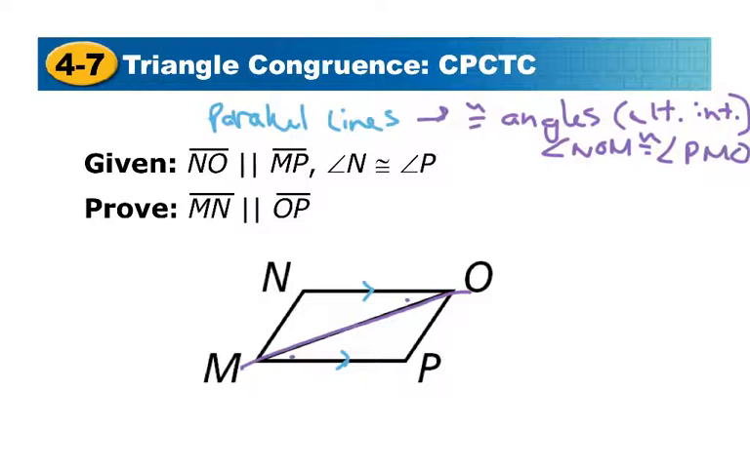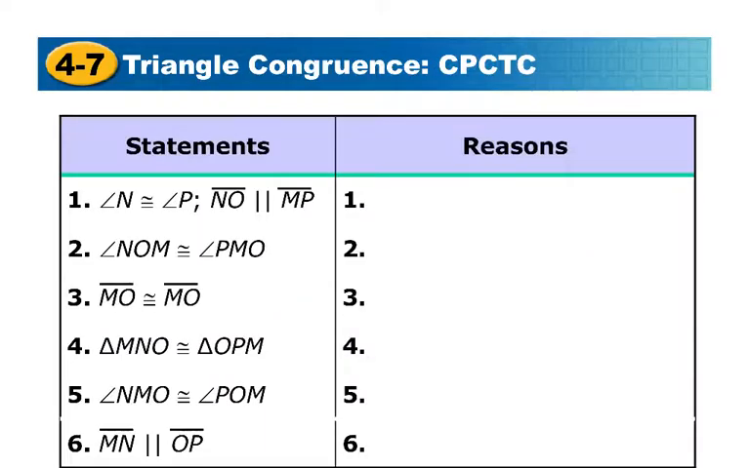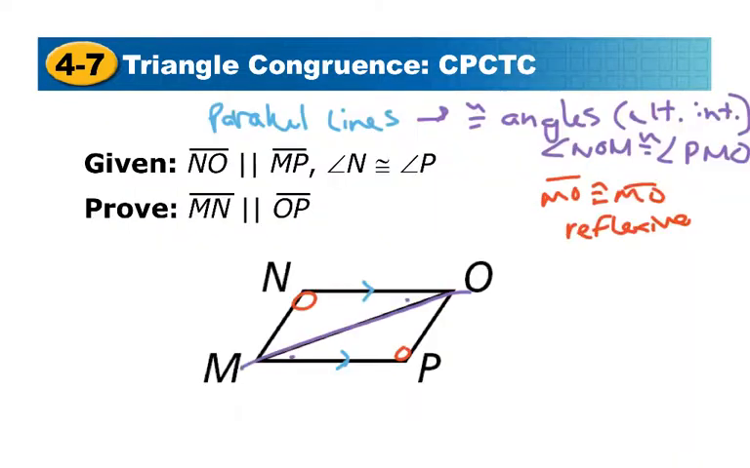Then they also give us that N and P are the same. Alright, and so I don't really see a whole lot left except that MO is going to be congruent to MO because of reflexive. So it's not really given in here. I don't see any X's to make vertical angles, so that's where we'll stop there. So taking a look at the proof, this is the given. Then from there we've already done NOM and PMO, and that was because of alternate interior angles.